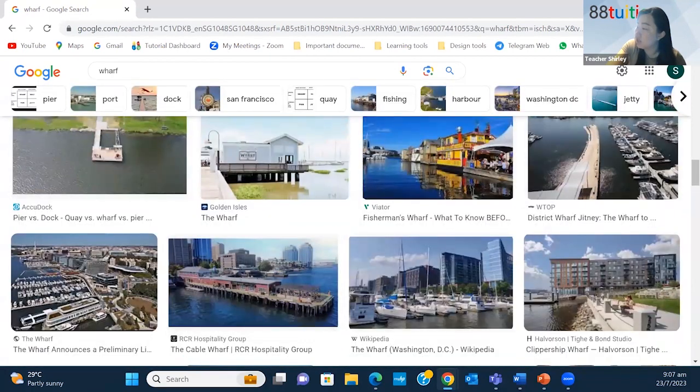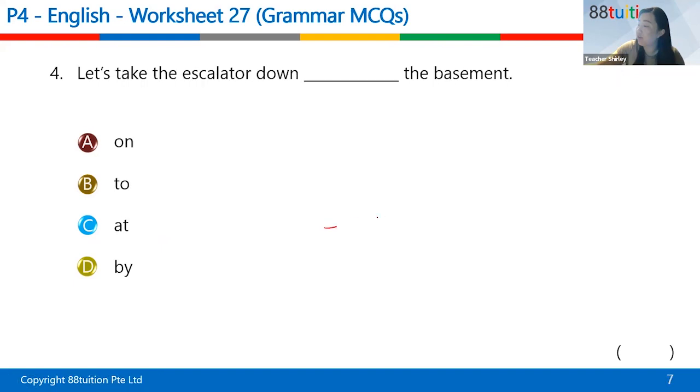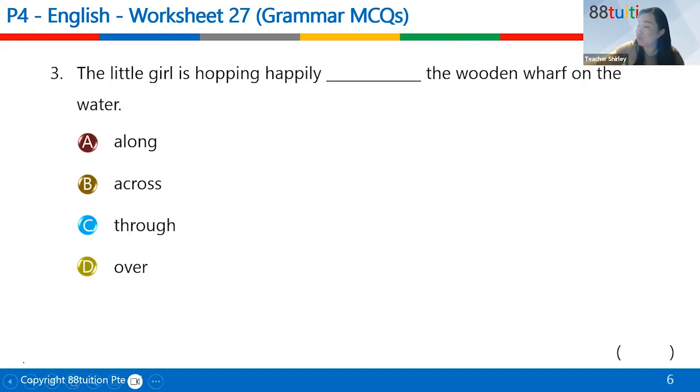Okay. Right. So in this case, the little girl is hopping happily on the wooden wharf on the water. So since it's a wharf, what do you think? Yes, Jara. Over. Oh, no, over means that the wharf is here. I know I can't really draw, but let me just show you. If this is the wall, she jumped over, it means that she jumped from the water into the other side.